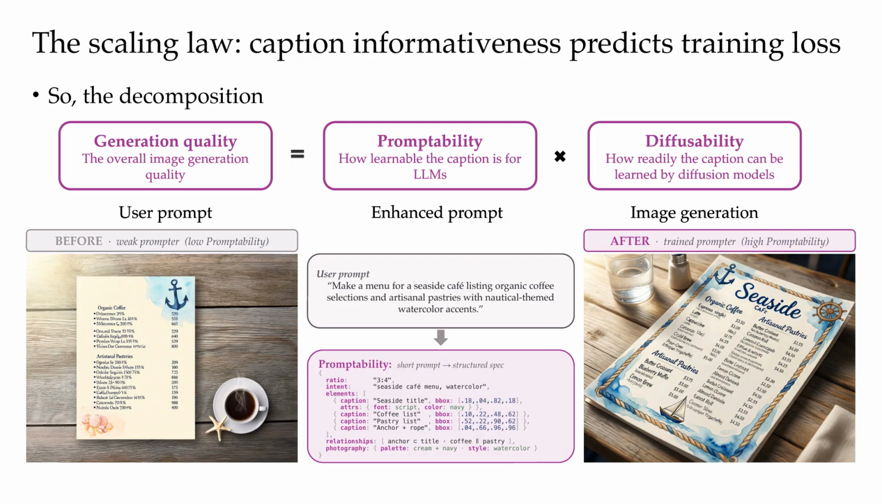It splits in 2. Quality factorizes into diffusability, how well a caption format exposes image information for the diffuser, times promptability, how well a language model instantiates that format from what a user typed. The split matters because at training time, you have the paired image to annotate from. At inference, you have only the request.